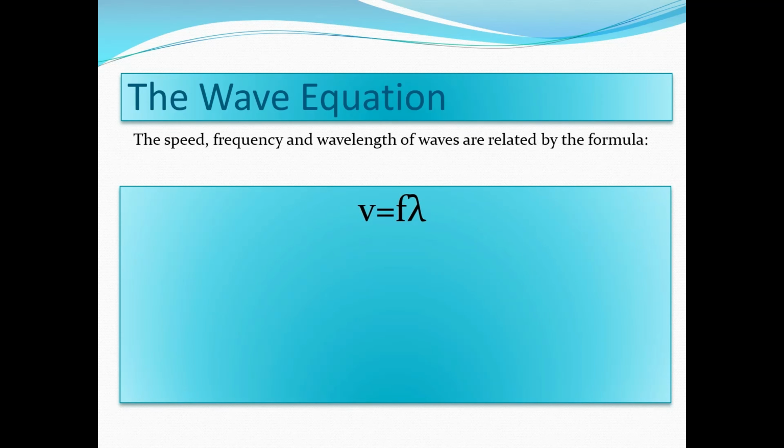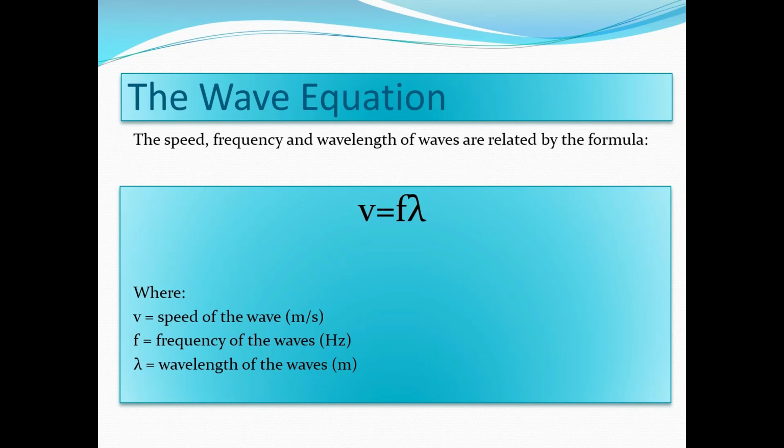Let's have a look at the equation then. Our equation is V equals F lambda. You are given this, of course, like most of the equations, but you will use it so often you will never forget it. And in this equation, V is the speed of the wave, and as usual for speeds in physics, we measure that in meters per second. F is the frequency of the waves again, and lambda is the wavelength of the waves. Because this is a length, we measure it in meters.